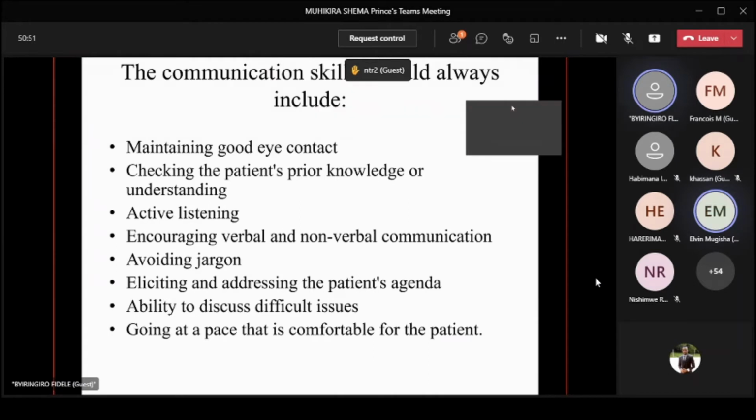One of you can mute the microphone. Please, all of you mute your microphones. Check if you have muted your microphones.